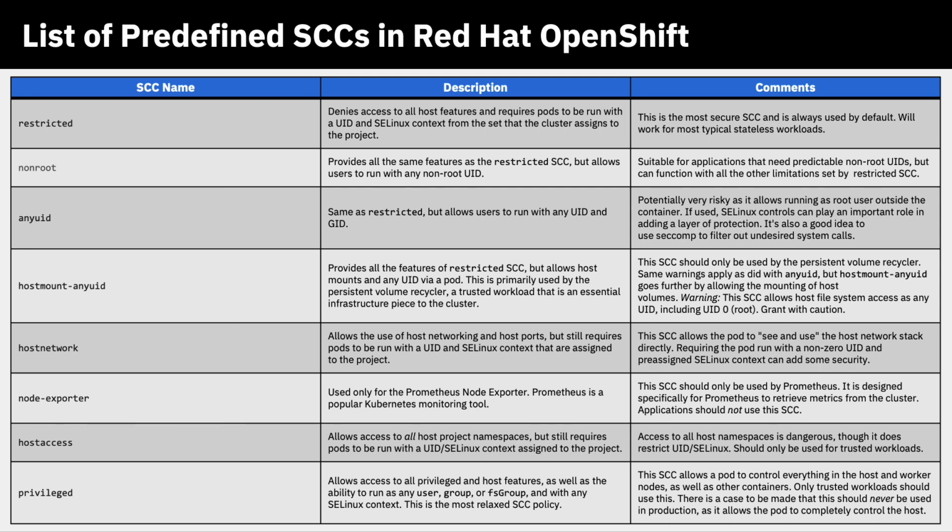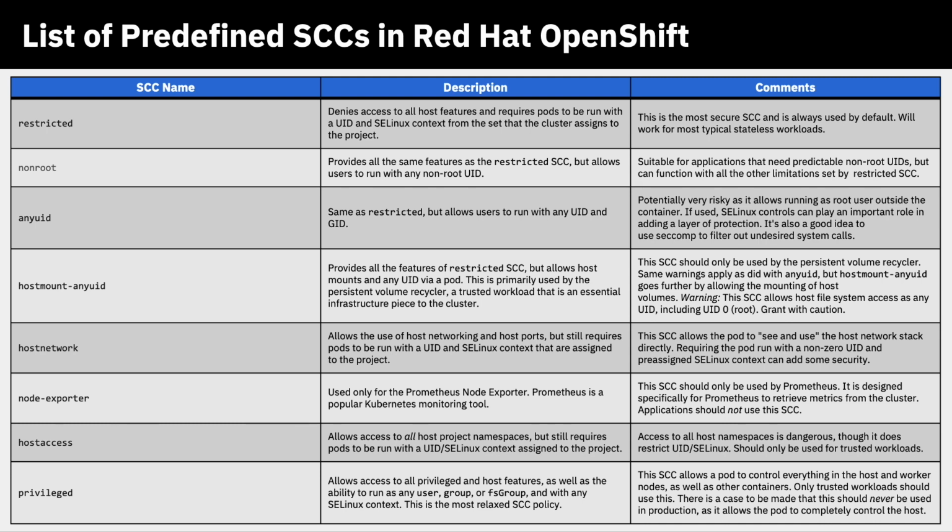Host network allows the use of host networking and host ports, but still requires pods to be run with a UID and SELinux context that are assigned to the project. This SCC allows the pod to see and use the host network stack directly, requiring that the pod run with a non-zero UID, in other words, not as root, and pre-assigned SELinux context can add some security to this SCC.